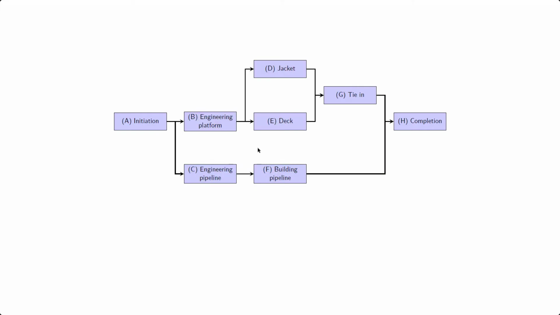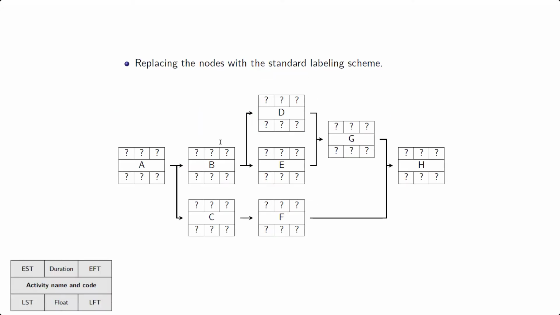The next stage here is to substitute these simple nodes, which have only the activity code, the activity name, with the more standard labeling, which has 3 different rows and 3 different columns. Top left corner, we're going to have the earliest starting time. Then we're going to have the duration in the top row in the middle column. And in the top row in the final column, all the way to the right, we're going to have the earliest finishing time. So the earliest starting time, duration, earliest finishing time. On the bottom, going from left to right, you're going to have the latest starting time, the float, and the latest finishing time.